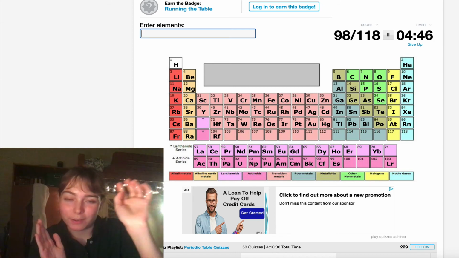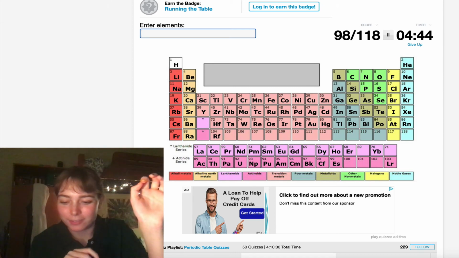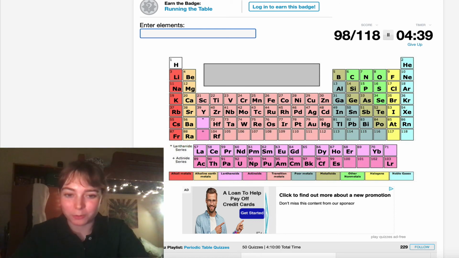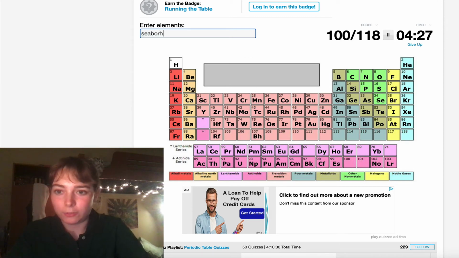Now we get to the point where my mind is blank. So this is where I just have to do elements that I know and not in order, because these will be out of order for me. So I know nobelium is an element. I know that borium is an element. So is seaborgium. And so is darmstadtium. However you spell that.